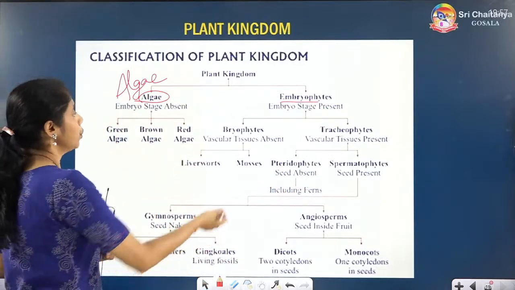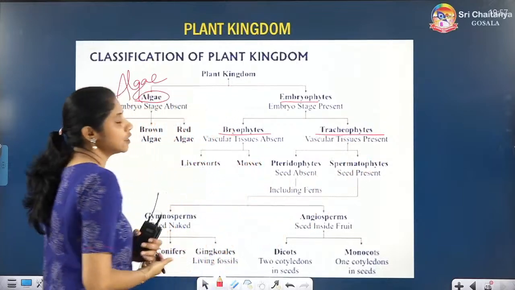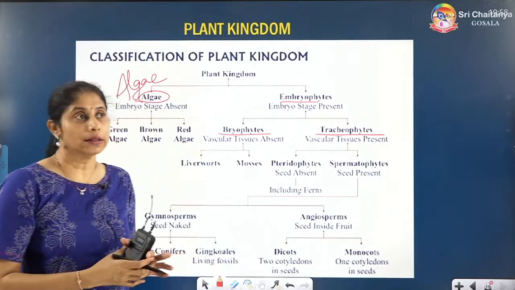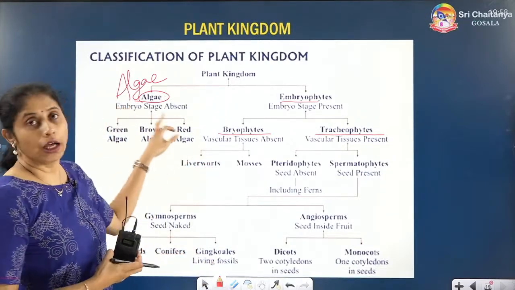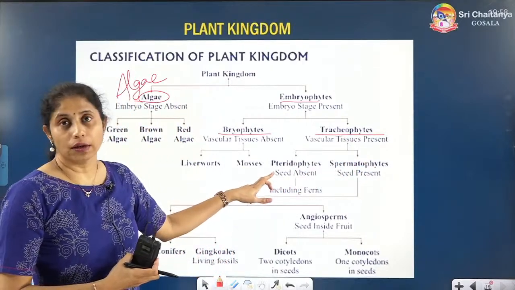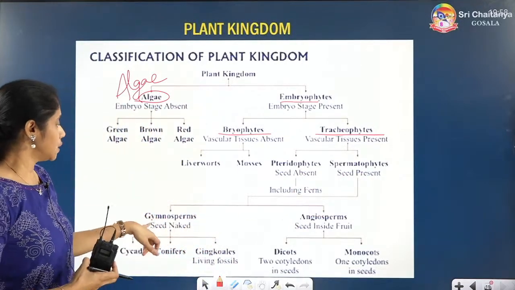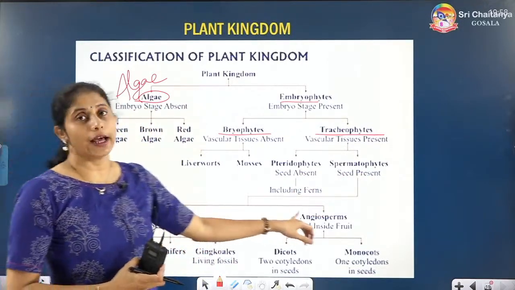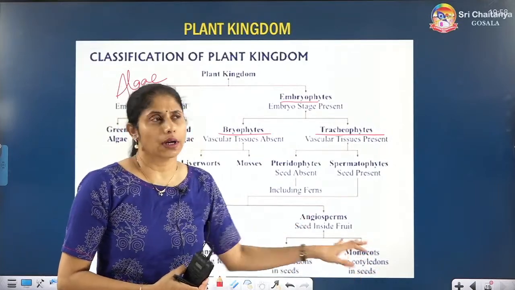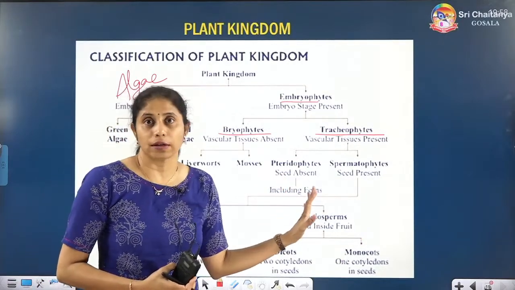Then embryophytes are there because they contain embryos. Among them you have types like bryophytes and tracheophytes. Bryophytes are the primitive, amphibious plants. We'll go to the details. Just remember algae, bryophytes, then under tracheophytes you have the pteridophytes and then the spermatophytes. Spermatophytes are classified into gymnosperms and angiosperms. Angiosperms are classified into dicots and monocots. I think you are aware of these terms.